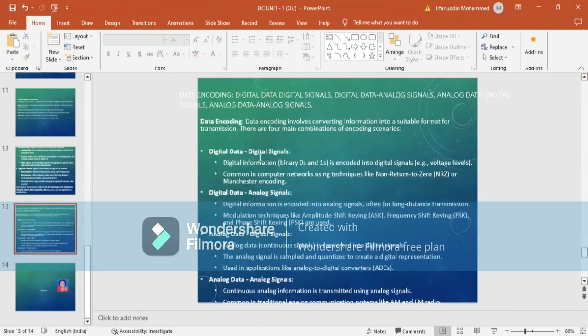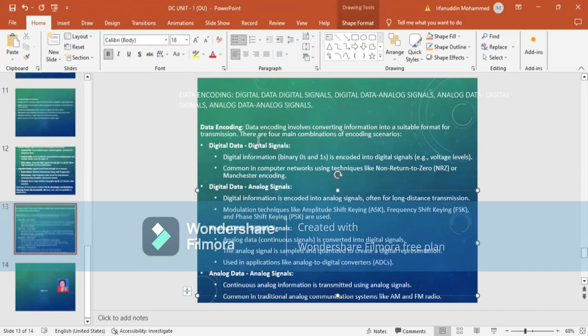Data encoding involves converting information to a suitable format. The four main combinations are: digital data and digital signal. Digital information, that is binary zeros and ones, is encoded into digital signals, for example voltage levels. Common in computer networks, it uses techniques like non-return to zero and Manchester encoding.